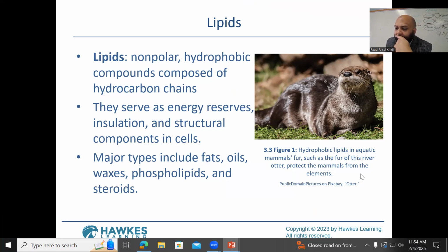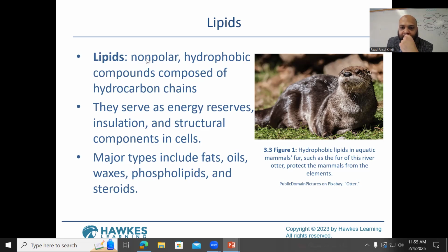I hope I don't meet it in person. Protect the mammals from the elements. Have you ever seen this animal? An otter. Yeah, like a little one. You see, all mammals have hair.